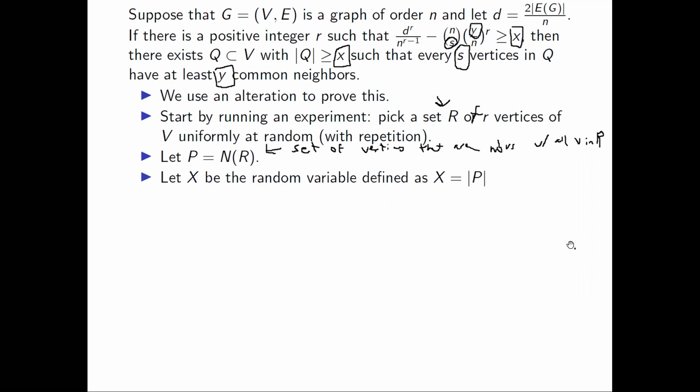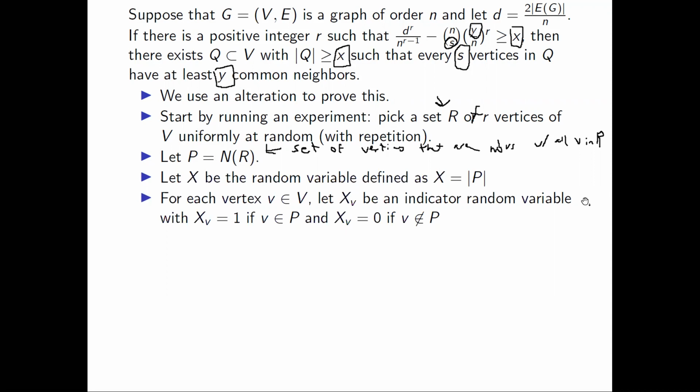We're going to define a random variable. This random variable will be named X, and X will be defined as the cardinality of P, the set we defined in the previous bullet. And in order to find the expectation of X, we will define some indicator random variables for each vertex in the vertex set of our graph G. For each vertex v, little v, we'll define this indicator random variable X sub v to be 1 if v is an element of P. Again, the P here, same as the P up here we defined, the set of vertices that are neighbors of all the vertices in R. And our indicator random variable down here will be 0 if v is not an element of P. So it's 1 if v is an element of P, it's 0 if v is not an element of P.